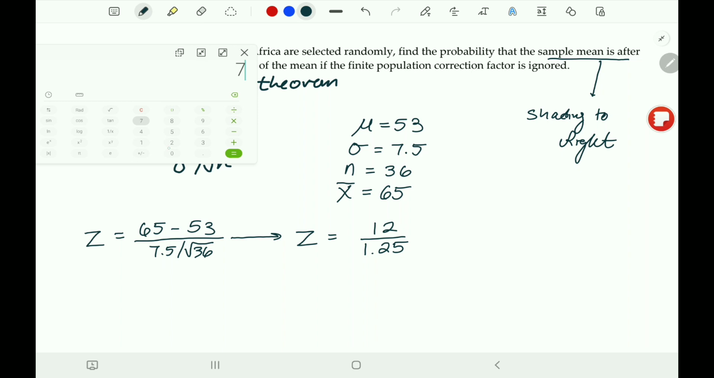We can always double check. 7.5 divided by the square root of 36. Yep, 1.25. 12 divided by 1.25. That is 9.6. Now let's find the probability that z equals 9.6.